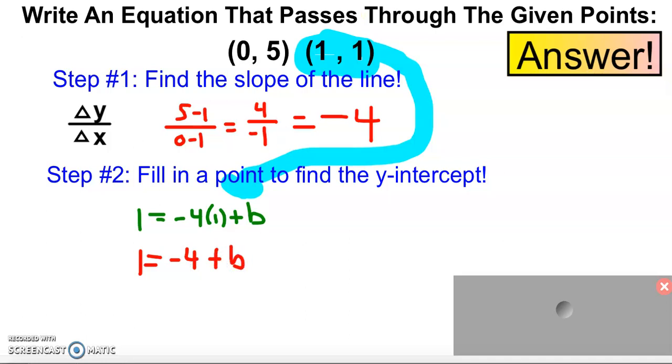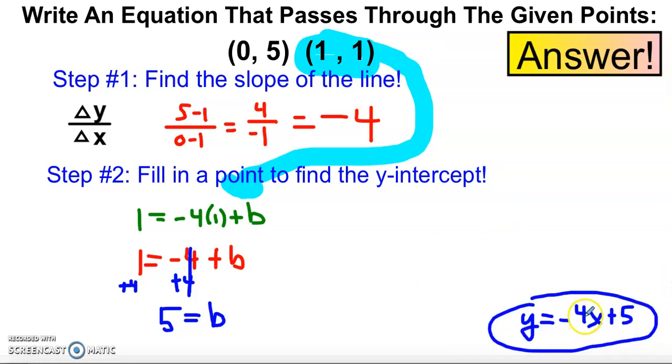And some of you may even know what it is right now. But I'm going to add 4 now to figure this out. All right, and these are going to cancel. And 1 plus 4 is 5. So my b is going to be 5. So in this case, my equation is going to be y equals -4x plus 5.